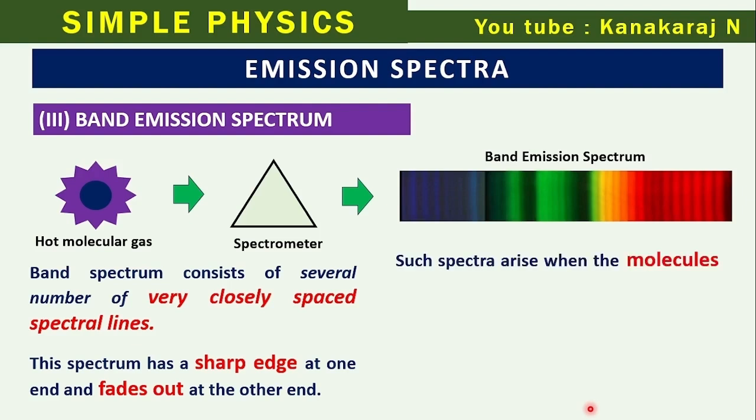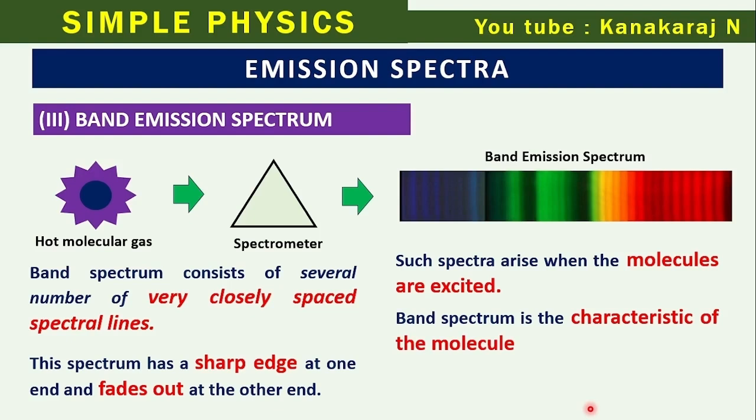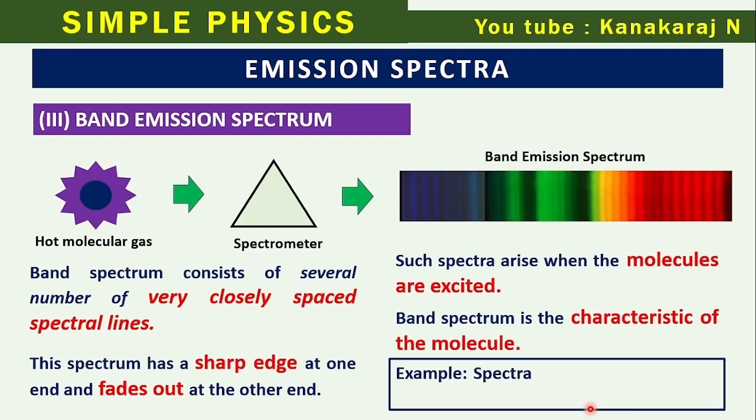Such spectra arise when the molecules are excited. The band spectrum is the characteristic of the molecules. Example: spectra of ammonia gas in the discharge tube. Several other molecules give out band emission spectra.